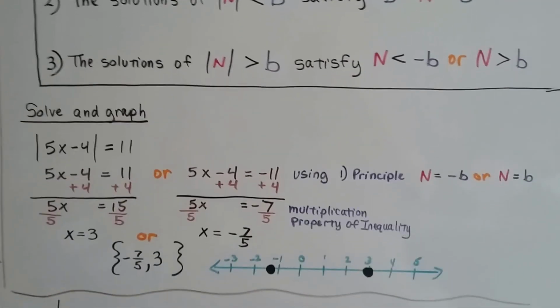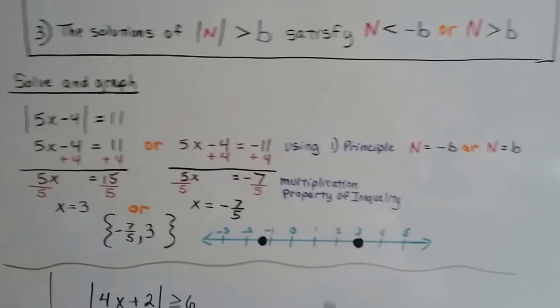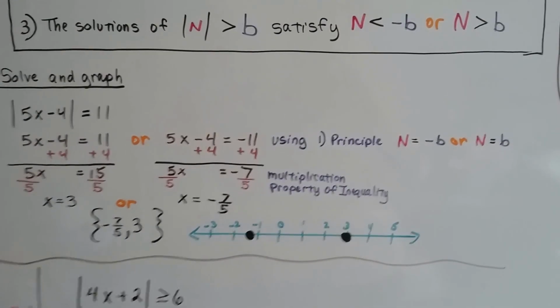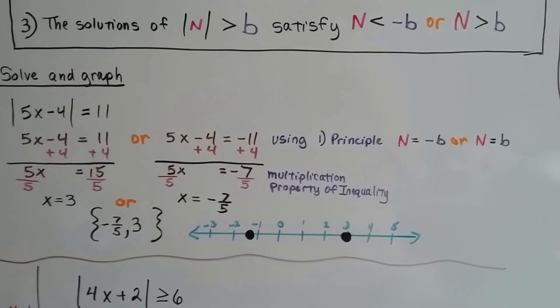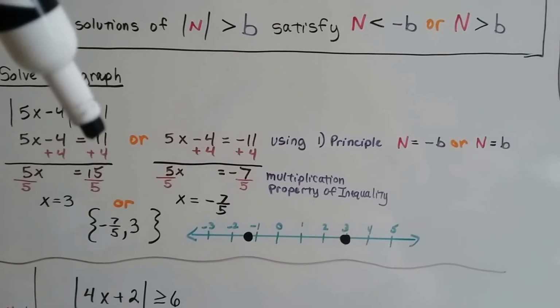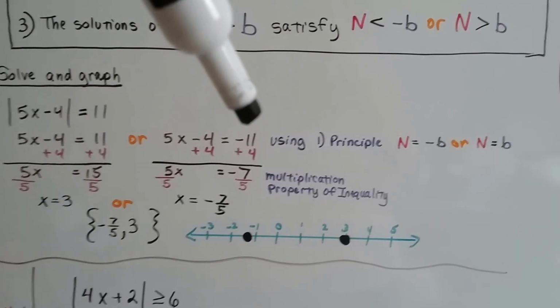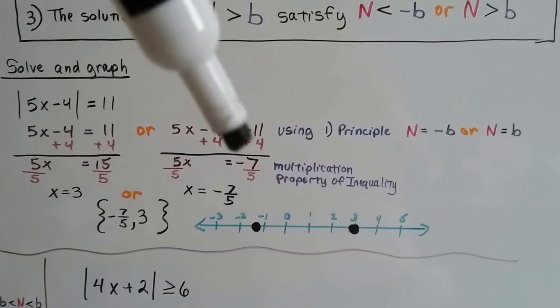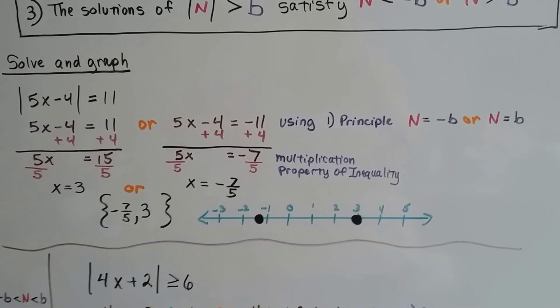So here's our first one. If we need to solve and graph it, and here's the principle written right here that we're going to use, the first principle. We've got the absolute value of 5x minus 4 equals 11. We're going to set it to equal 11 and to equal negative 11. See? It's going to be a negative b or a b. And we just solve them the way we normally solve an equation.